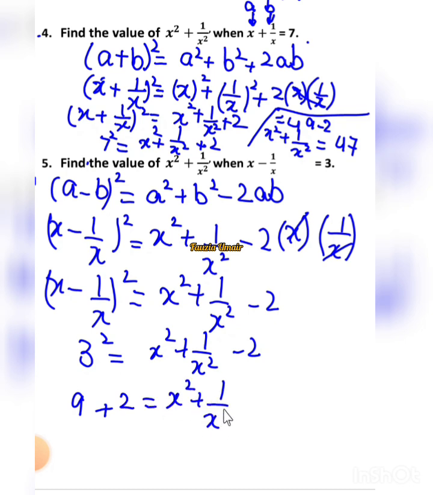Now I am changing the side of the equation. I can write the right hand side towards the left hand side. This does not change anything. So x² + 1/x² is equal to 11. This is your final answer.